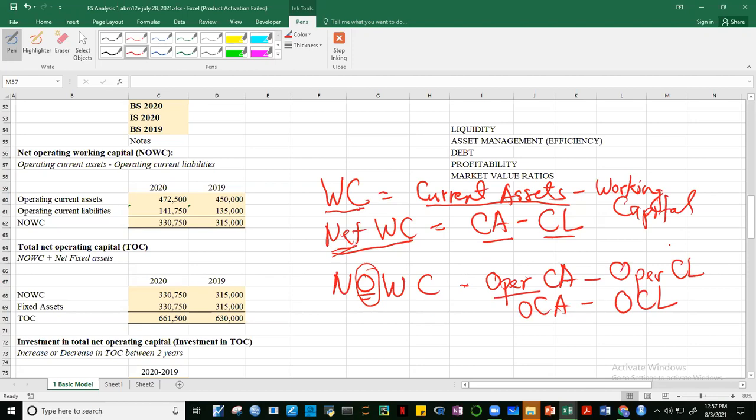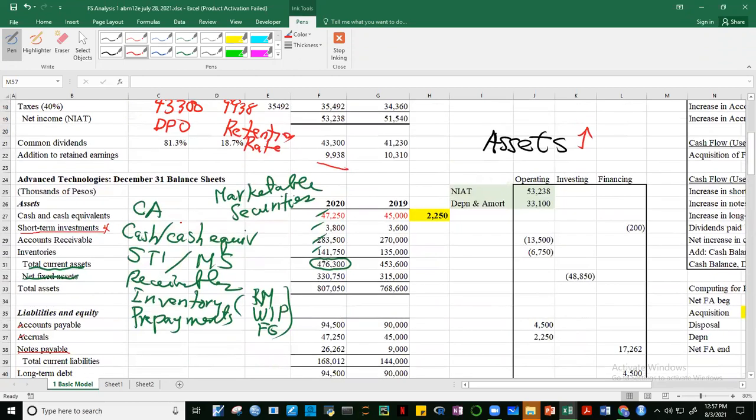In order to understand what this net operating working capital is, let's take a look at the balance sheet. We have here cash and cash equivalents, short-term investments, AR, and inventories. Dito, guys, ang operating will be cash, AR, and inventories. So hindi kasama si short-term investments sa operating. Kasama siya sa current assets, but not a part of operating current assets. So ang kasama lang sa operating current assets is cash, AR, and inventories.